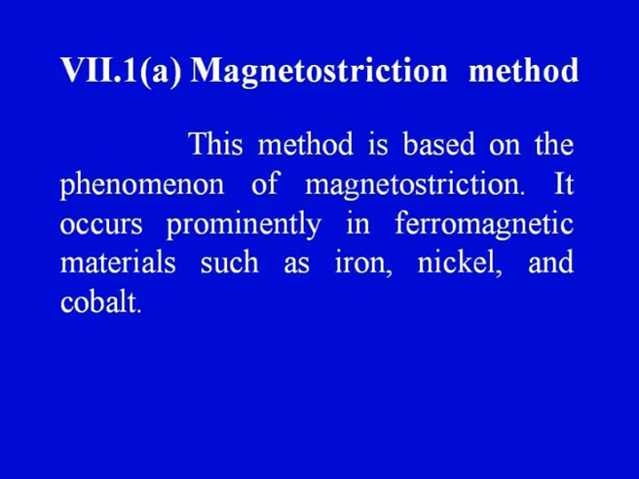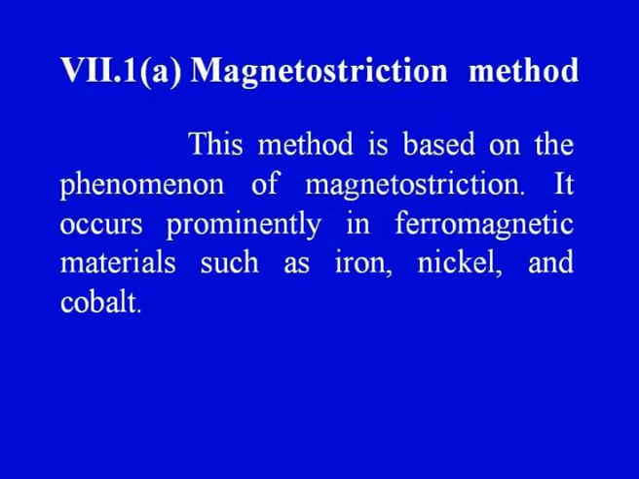This method is based on the phenomenon of magnetostriction. You see, we have all heard the humming sound which comes from a transformer or from the choke of a fluorescent light tube. That is just a very common manifestation of magnetostriction. This humming sound has a frequency double that of the line frequency, that is 2 into 50 cycles per second. Now, this magnetostriction phenomenon occurs prominently in ferromagnetic materials such as iron, nickel, cobalt.